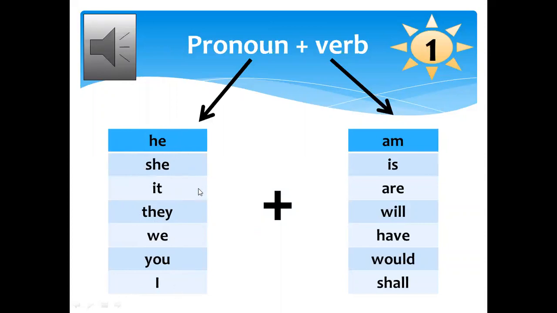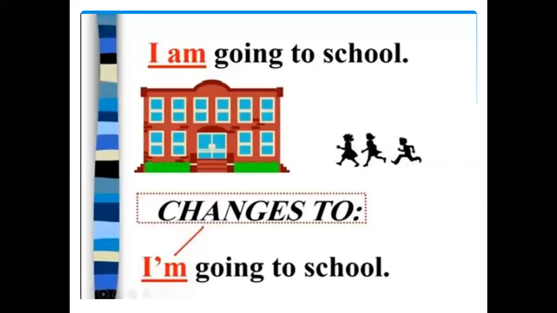When I combine the pronoun with the verb, I'm going to get a new word, a new spelling. Look here. The verbs are like what? Am, is, are, will, have, would, shall. So this side is the pronoun and this side is the verb. I will blend them together to get a new spelling.